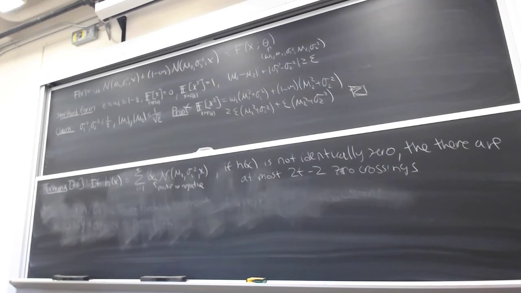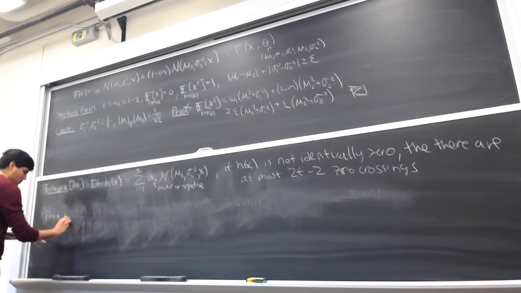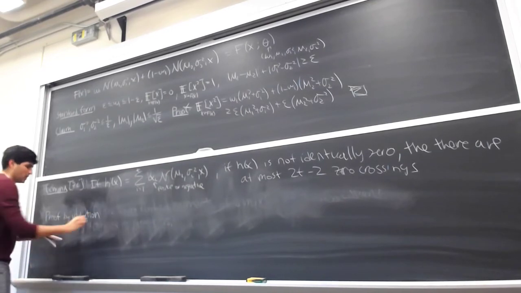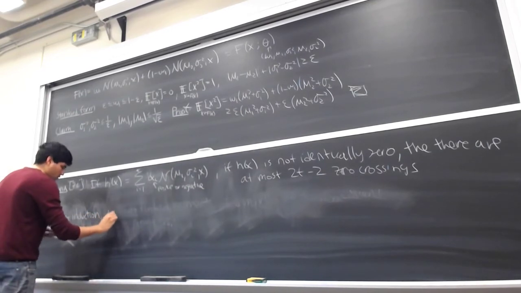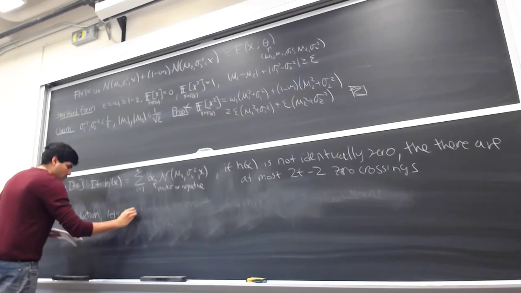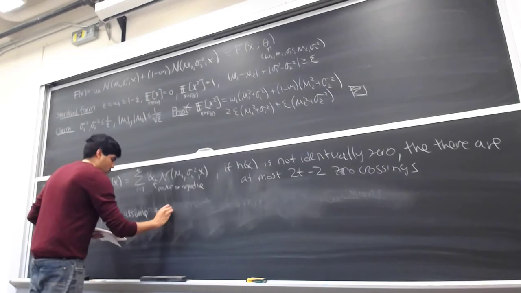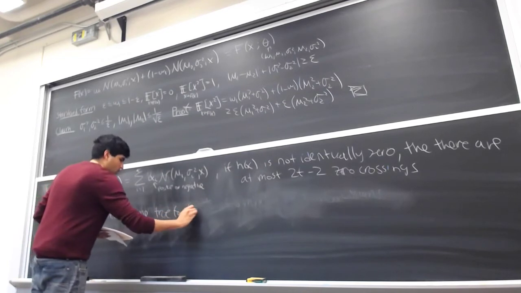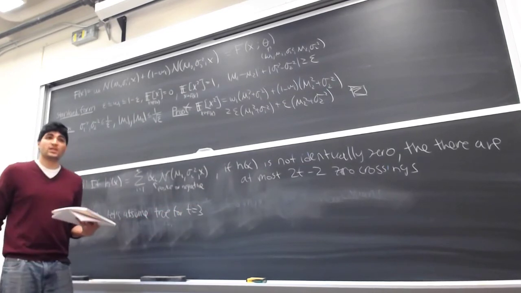So does this lemma statement make sense? All right, and we're going to prove it by induction, once I give you some key facts about Gaussians that we're going to use. And to keep it simple, let me just assume it's true for t equals 3. And we want to prove the t equals 4 case.